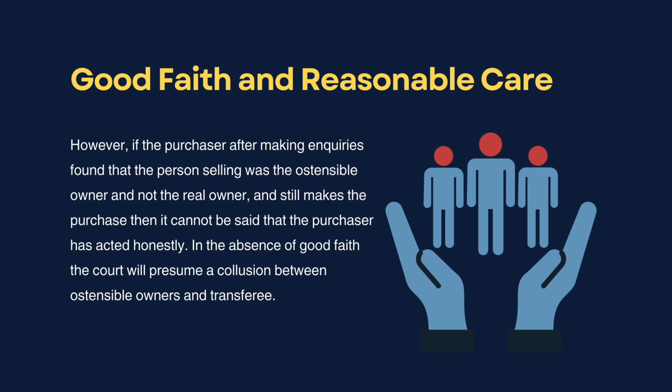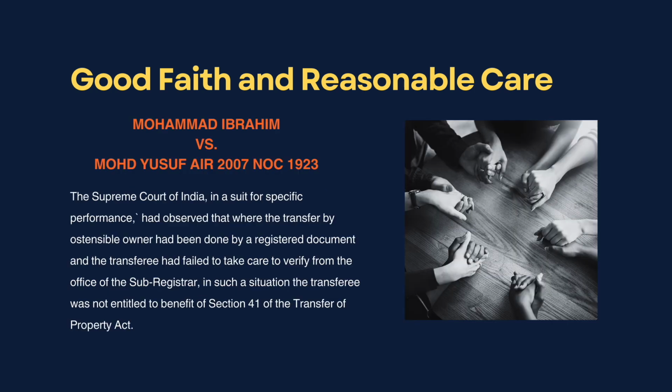However, if the purchaser, after making inquiries, found that the person selling was the ostensible owner and not the real owner, yet goes ahead and makes the purchase, then it cannot be said that the purchaser has acted honestly. Now, in the absence of good faith, the court will presume a collusion between ostensible owner and the transferee. The Supreme Court of India in Muhammad Ibrahim versus Muhammad Yusuf, a 2007 decision, held that in a suit for specific performance, where the transfer by ostensible owner had been done by a registered document and the transferee had failed to take care to verify from the office of the sub registrar, in such a situation, the transferee was not entitled to the benefit of Section 41.